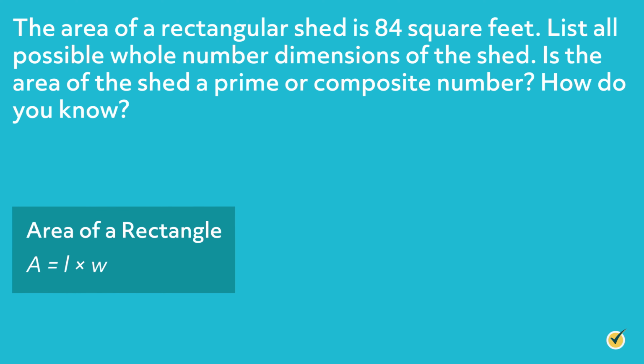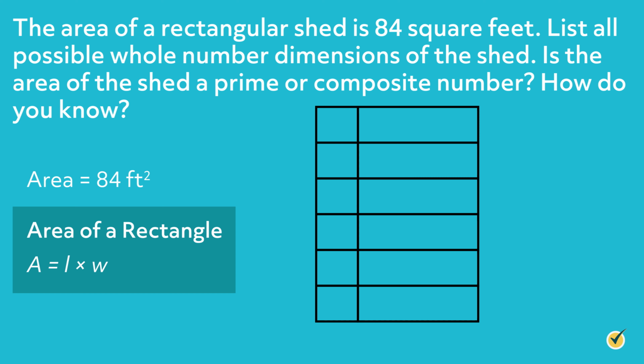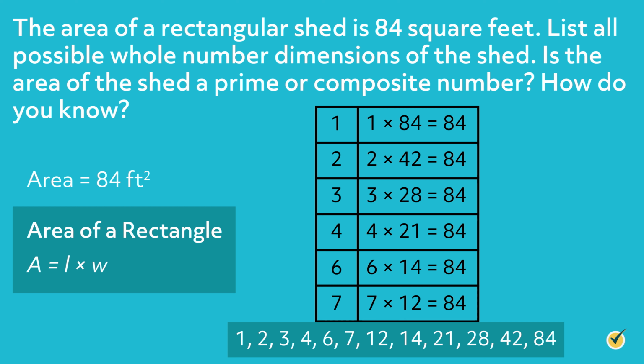To find the area of a rectangle, multiply the length times the width. In this case, we know that the area is 84 square feet. So what numbers can we multiply together to get a product of 84? To answer this question, we just have to make a list of all the factors of 84. Here are the factors of 84. Therefore, the possible dimensions of a shed with an area of 84 square feet are 1 foot by 84 feet, 2 feet by 42 feet, 3 feet by 28 feet, 4 feet by 21 feet, 6 feet by 14 feet, and 7 feet by 12 feet. Since there are several factors of 84, we can classify it as a composite number.